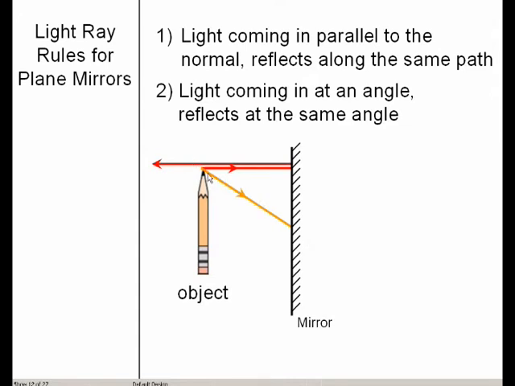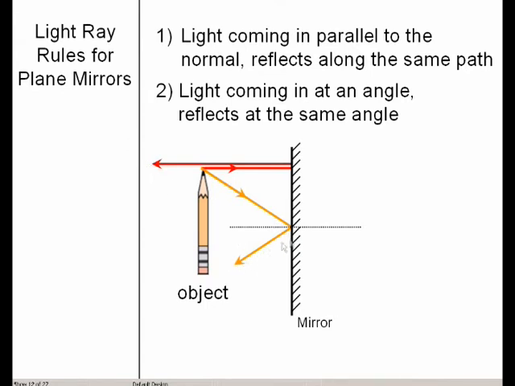So I'm going to start the light ray at the same point. It's going to come up to the mirror, and right where the light ray hits the mirror, we're going to draw the imaginary normal line, and we're going to measure this angle and measure that angle, and it's going to reflect at the same angle. That's the law of reflection here. So these two light rays are not crossing each other.